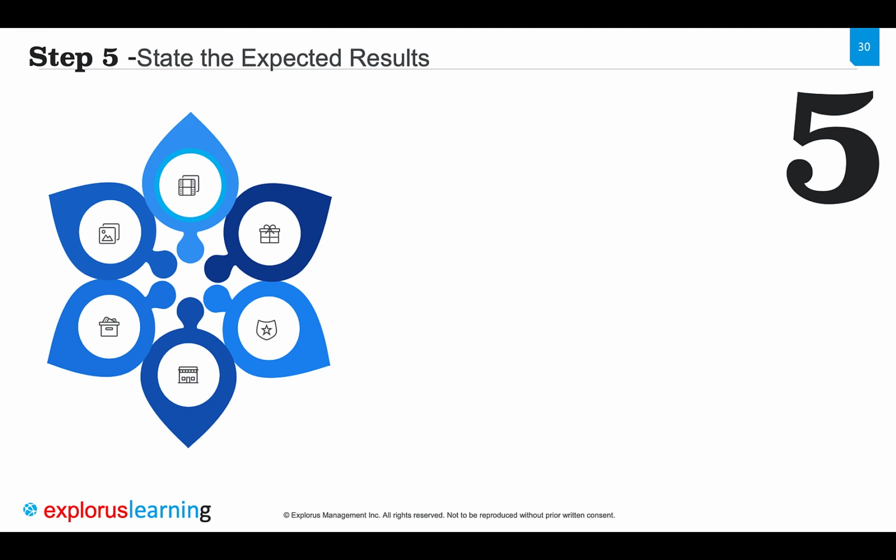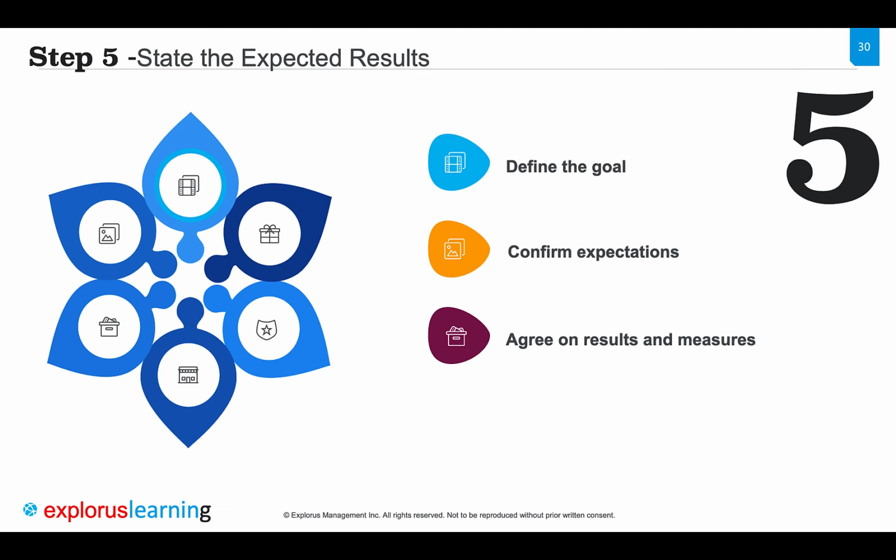Step 5, state the expected results. Define the goal of the process, define the goal of the delegation. Confirm the expectations you have of the person or the team. Agree on the results and how you're going to measure those results, and define success together.